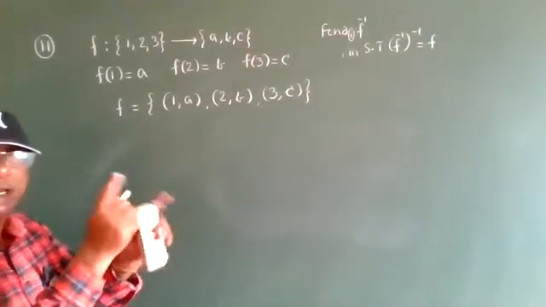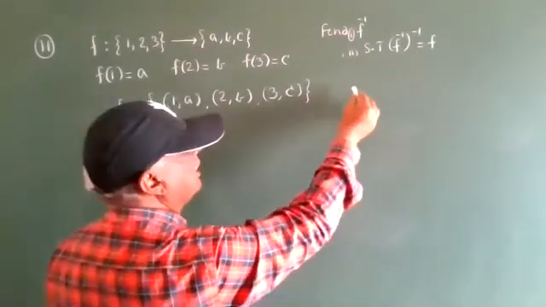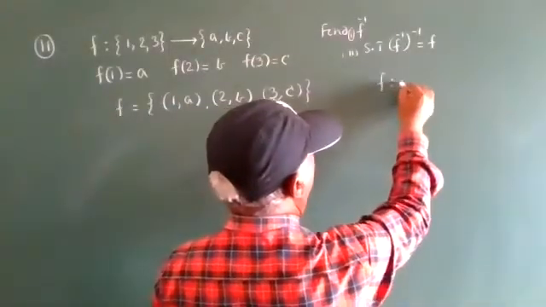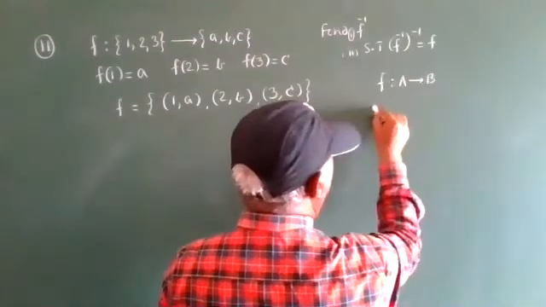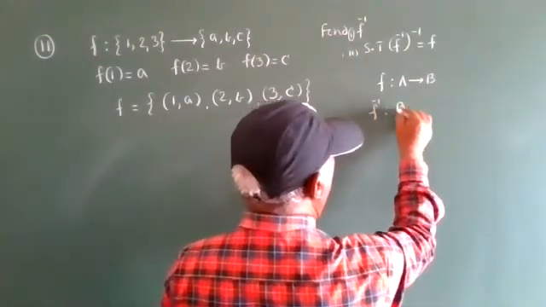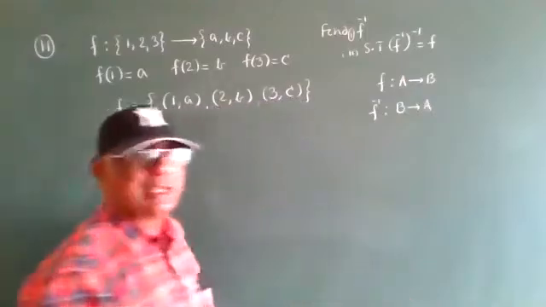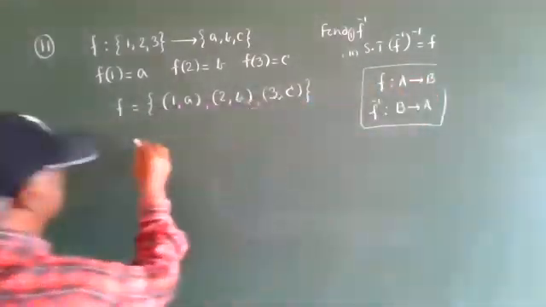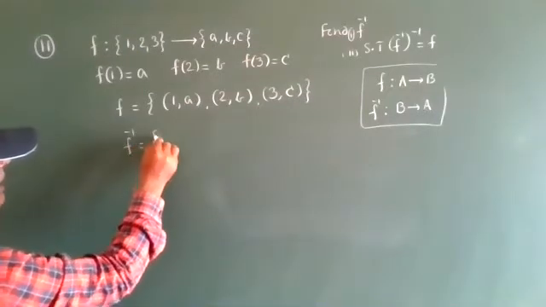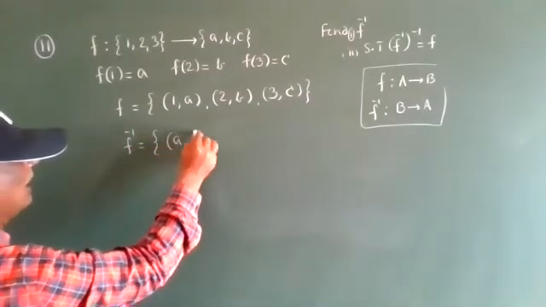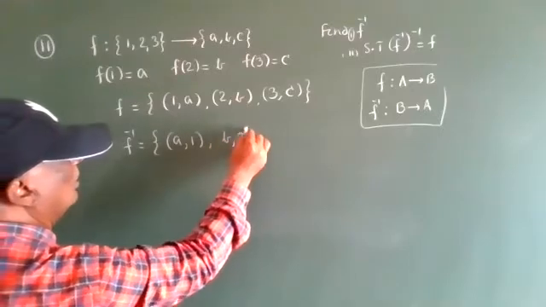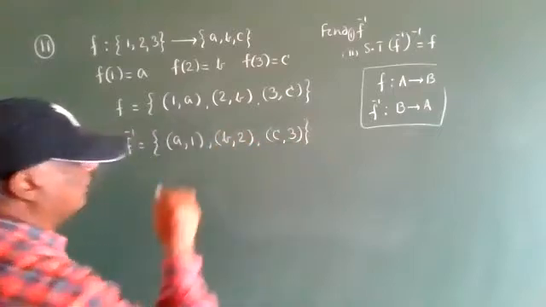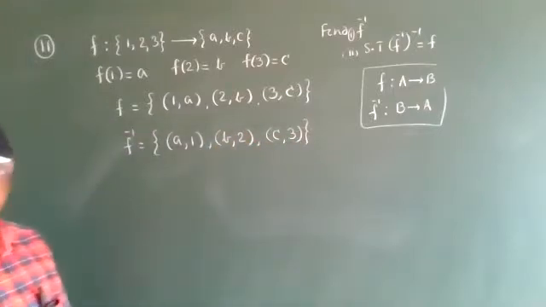F inverse means reverse. F is a mapping from A to B, so F inverse is a mapping from B to A. Reverse. Okay? So F inverse is equal to the reverse: (A, 1), (B, 2), and (C, 3). That is, F inverse is completed.